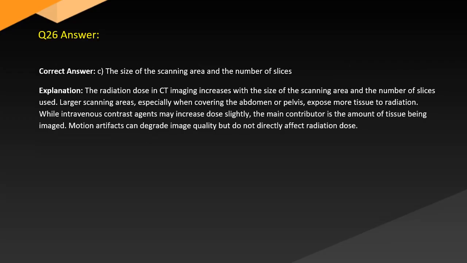Answer. Correct answer, C. The size of the scanning area and the number of slices. Explanation: the radiation dose in CT imaging increases with the size of the scanning area and the number of slices used. Larger scanning areas, especially when covering the abdomen or pelvis, expose more tissue to radiation, while intravenous contrast agents may increase dose slightly. The main contributor is the amount of tissue being imaged. Motion artifacts can degrade image quality but do not directly affect radiation dose.